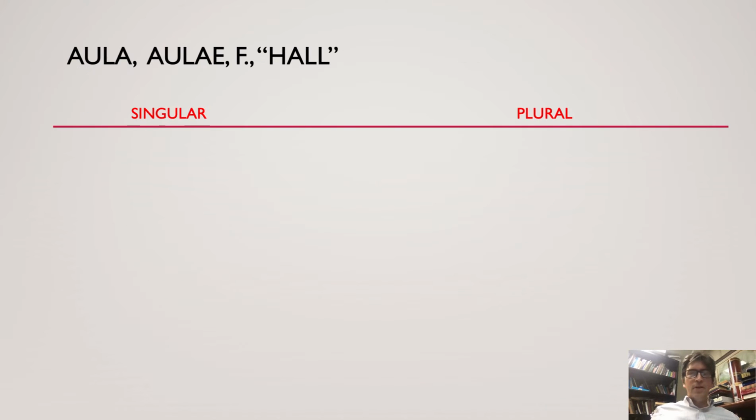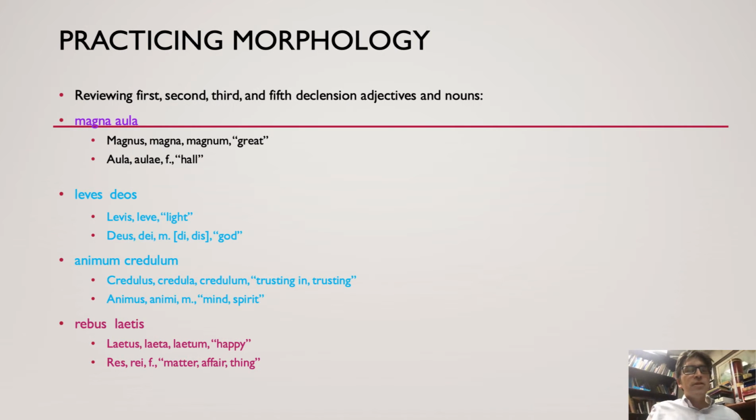However, if we want to practice this, we have only to look at the previous slide that we were just looking at. Here we have some of the phrases that occur in our reading, adjectives joined with nouns: magna aula, in a great hall; leves deos, the accusative of fickle gods; animum credulum, the accusative of a trusting spirit or trusting mind; and rebus laetis, the ablative case or dative, in this case dative, of happy circumstances or happy matters. So the first thing we need to do if we want to figure out what these endings that we see on these words mean is look them up and figure out what declension of noun we have here.